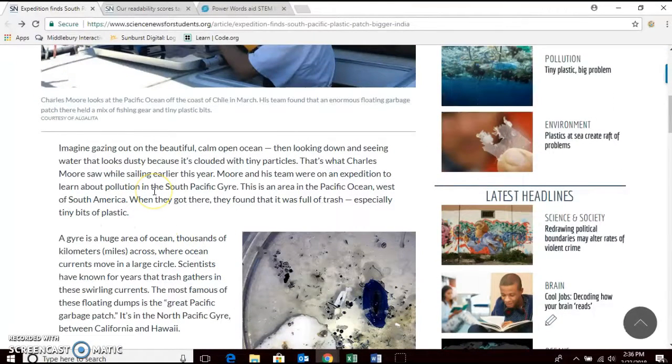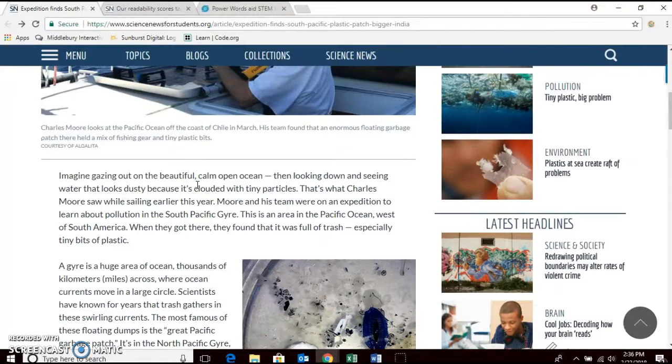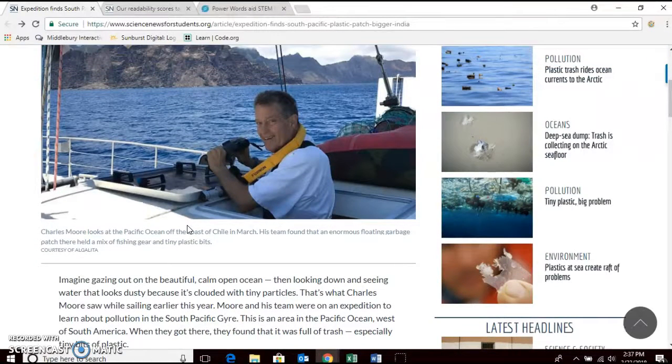Now we're going to go into the purpose, which is the reason why this information exists. The purpose of this website or this article is to teach and inform. It teaches readers what water pollution and many other vocab words in this article mean. And it's informing us about the pollution problem that's happening in the South Pacific Gyre. They're informing us so we can learn about it, and the younger generation are the people who are going to need to figure out how to solve this problem.